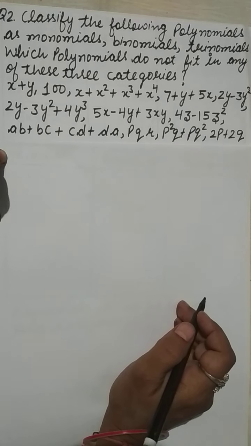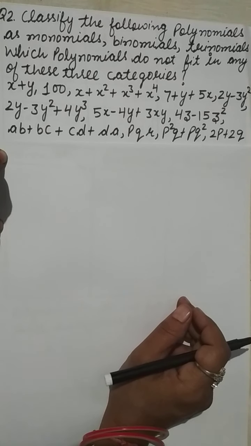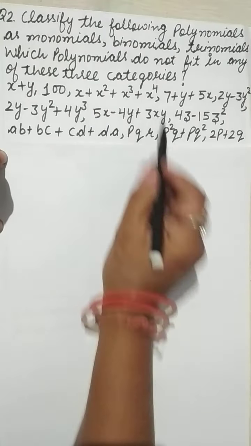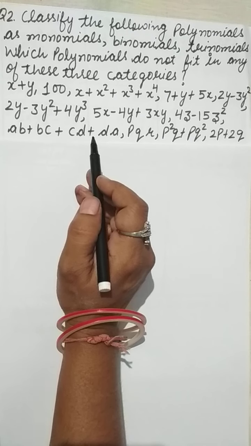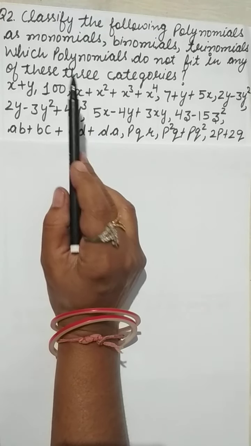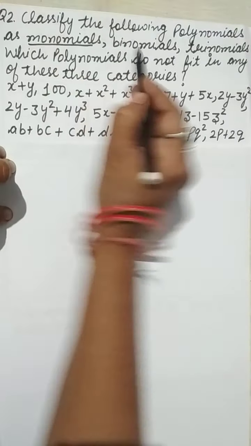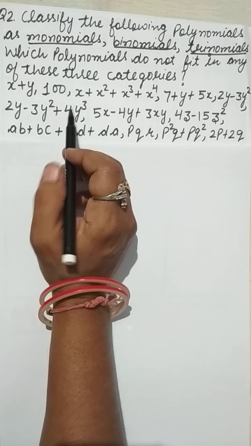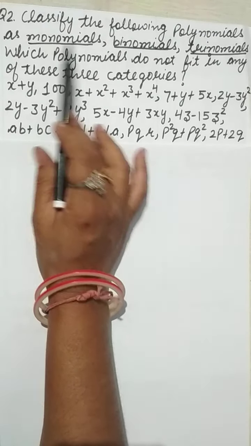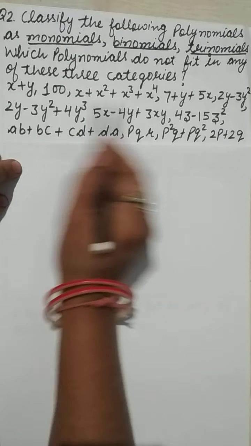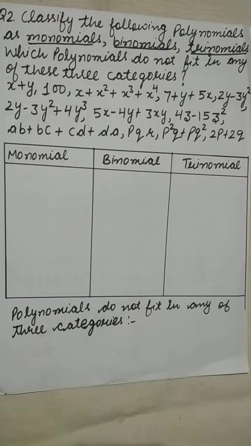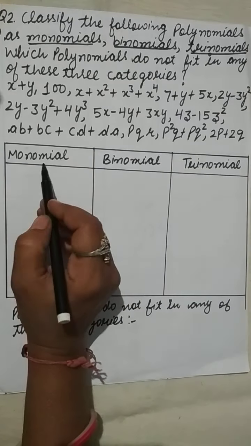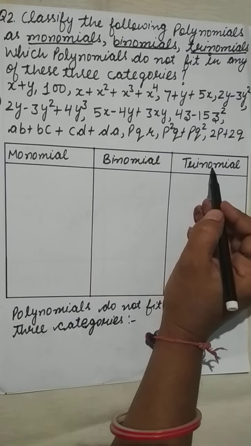Question number 2. Classify the following polynomials as monomials, binomials, trinomials. Which polynomials do not fit any of these three categories? Here we are given some polynomials. We are to categorize them as monomials, binomials, trinomials, and also identify if there is any polynomial which does not fit under these three categories.